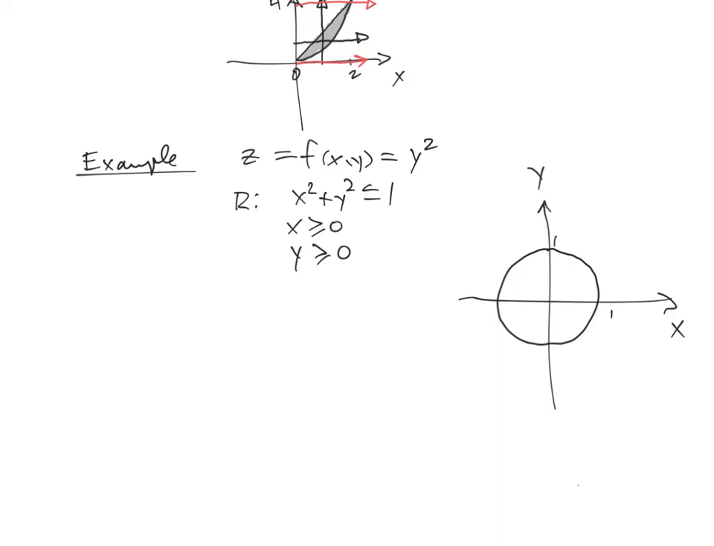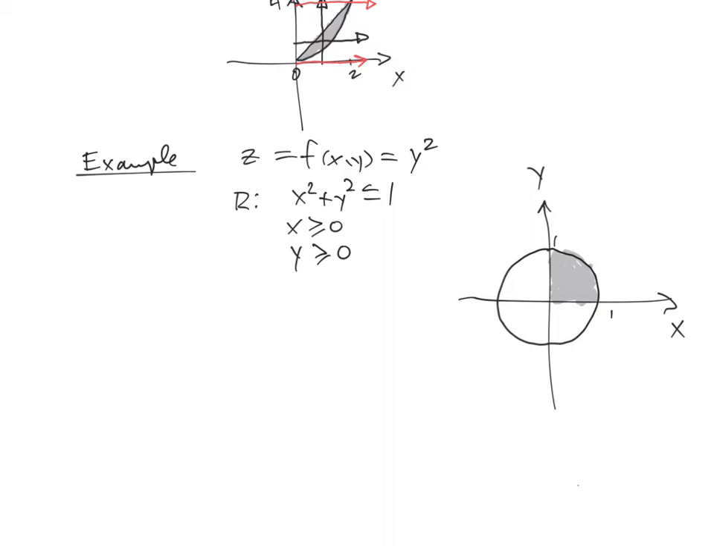The second equation we're given is x greater than or equal to 0. Well, that means we're looking at this half of the circle. And we're also told that y has to be greater than or equal to 0, which is the top half of the circle. So the only part of that circle that satisfies both of these is this first quadrant. So our region of integration is going to be this first quadrant of the circle. Okay, so we know that so far.